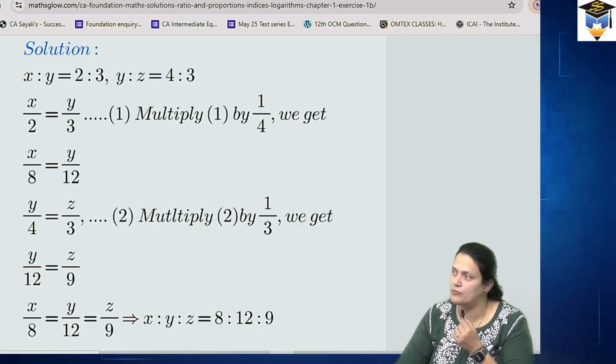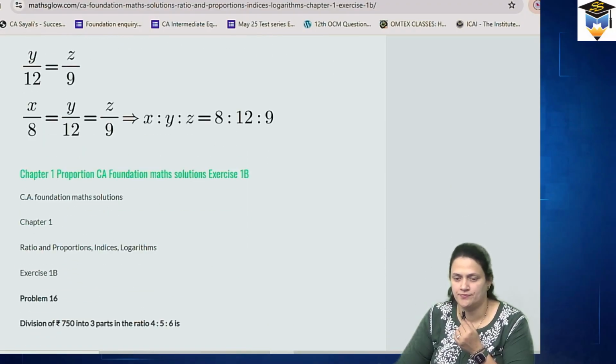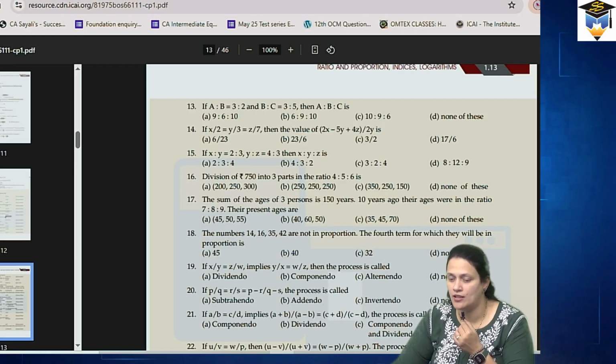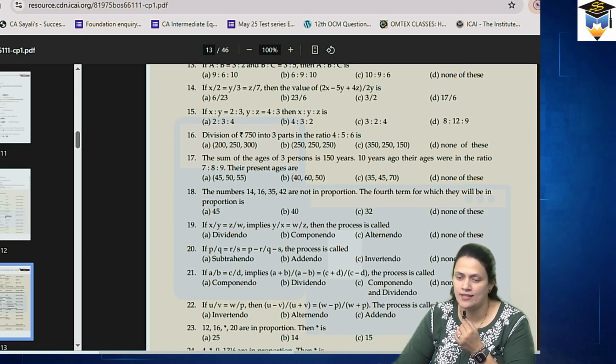Understood? Shall we go to next? Next is not there? The 16th one, yes. Now from the 16th one, there are word problems. If you can see from the 16th sum, there are a few word problems.